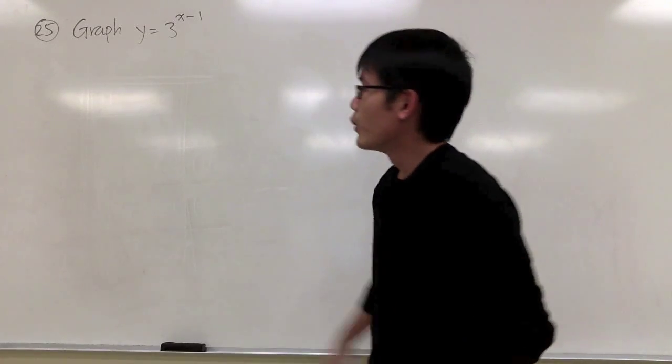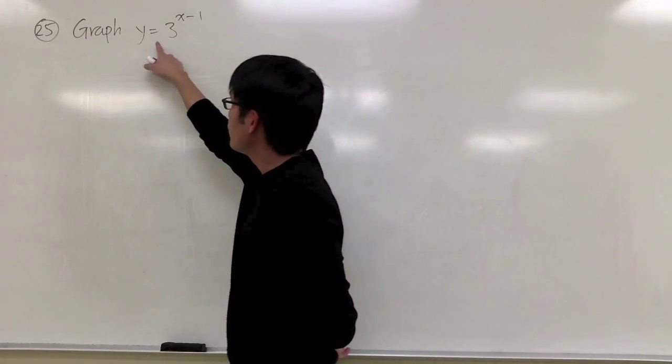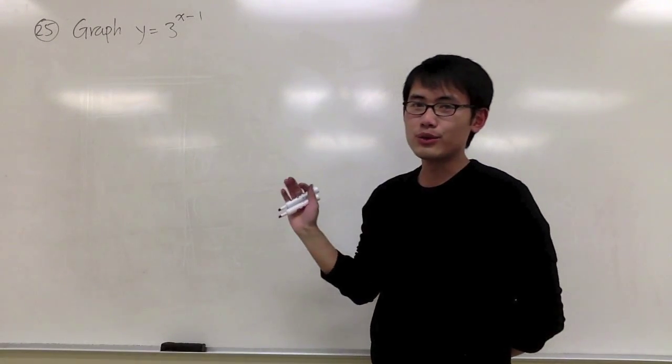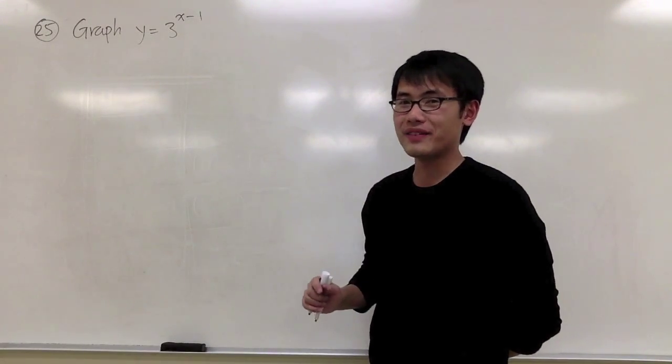Number 25, we are going to graph the equation y is equal to 3 to the x minus 1. And we are going to make a table. We are going to have 5 points, then do the graph.